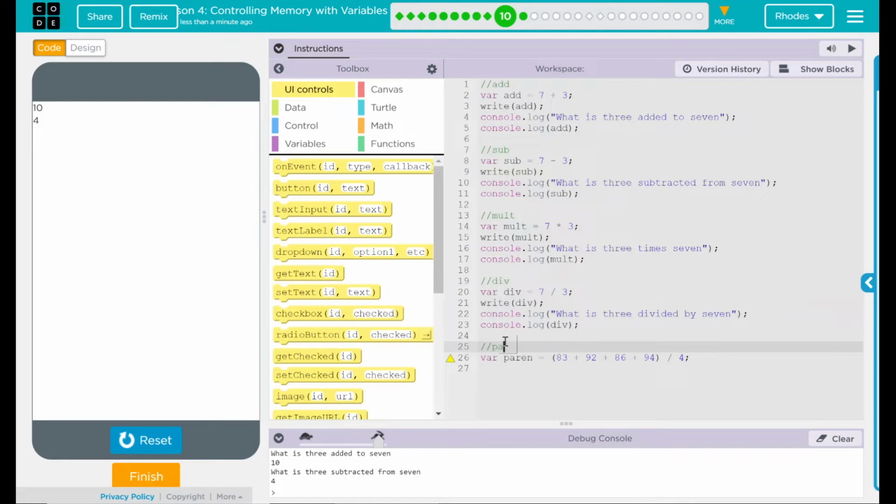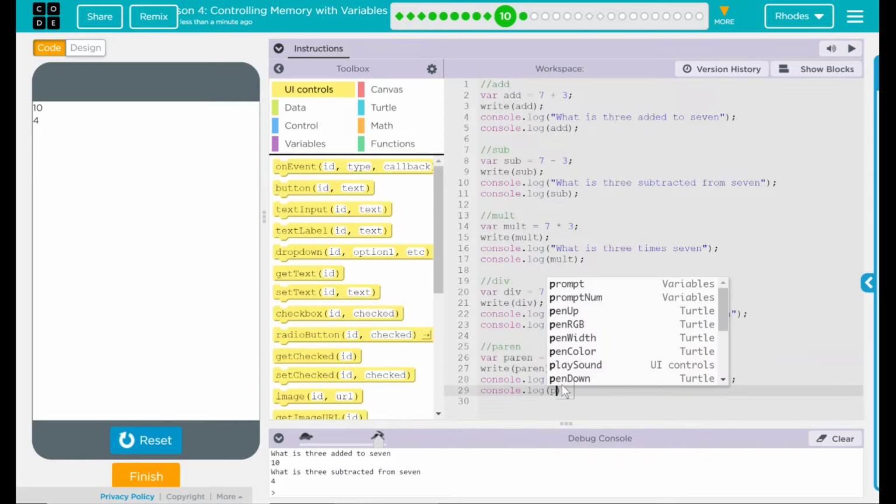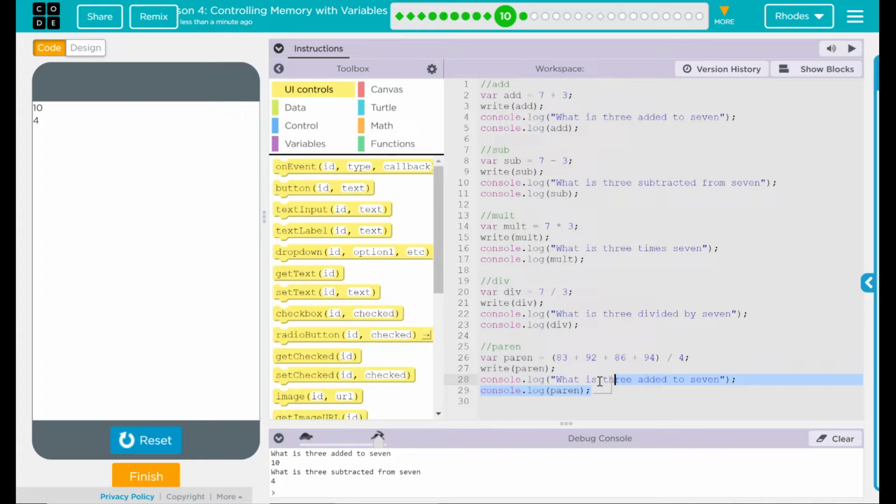Last one here is our parentheses. Everything is still the same. I'm just going to change some stuff up here. Our variable is now paren, and we want to set this to paren. And let's change what's up here. Let's change it to something, well, I don't even know what the answer is, so I'm going to say, what is this even? And a question mark.